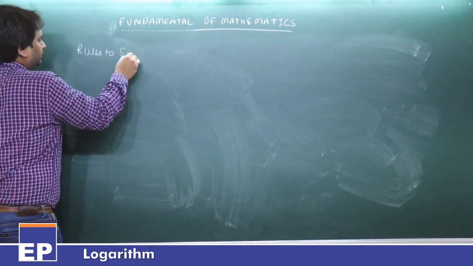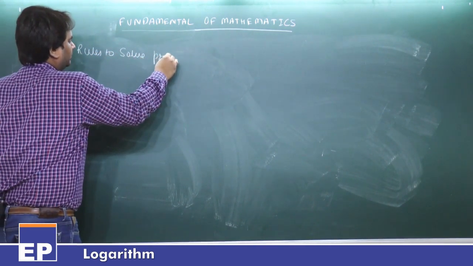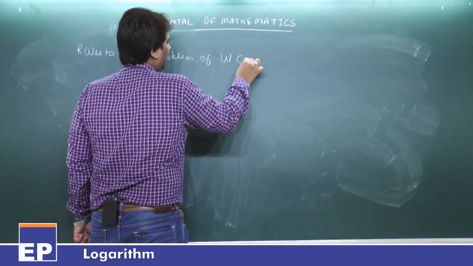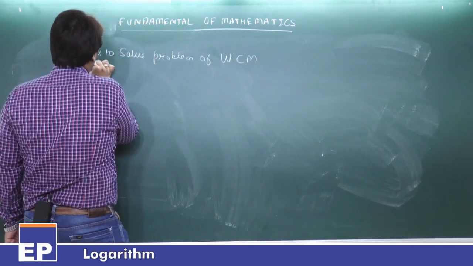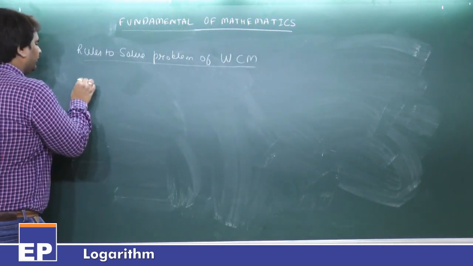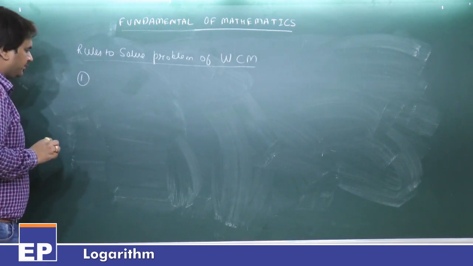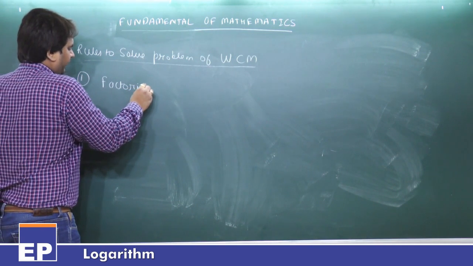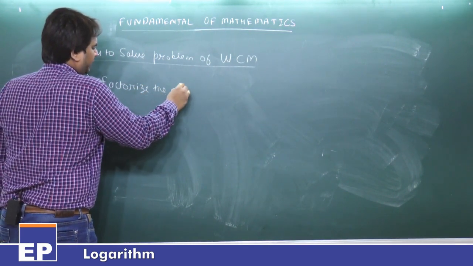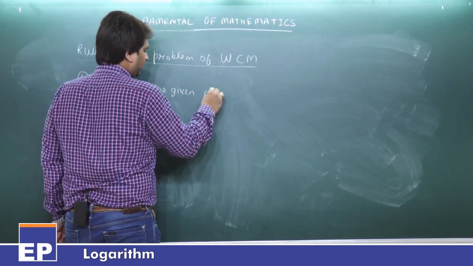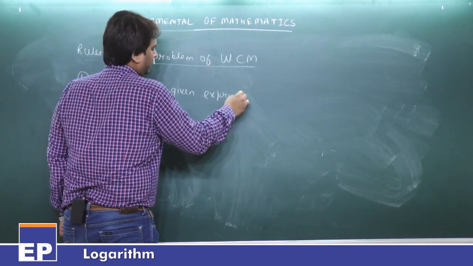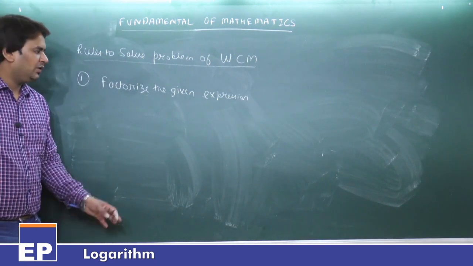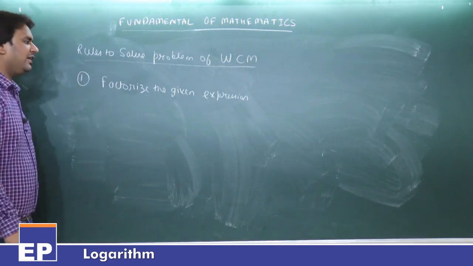Rules to solve problems of the Wavy-Curve method, WCM. I am writing it WCM. What is the first rule? Factorize the given expression. This is the first rule. Whatever expression you have got in your question, first of all you have to factorize it. Okay, factorize the given expression.